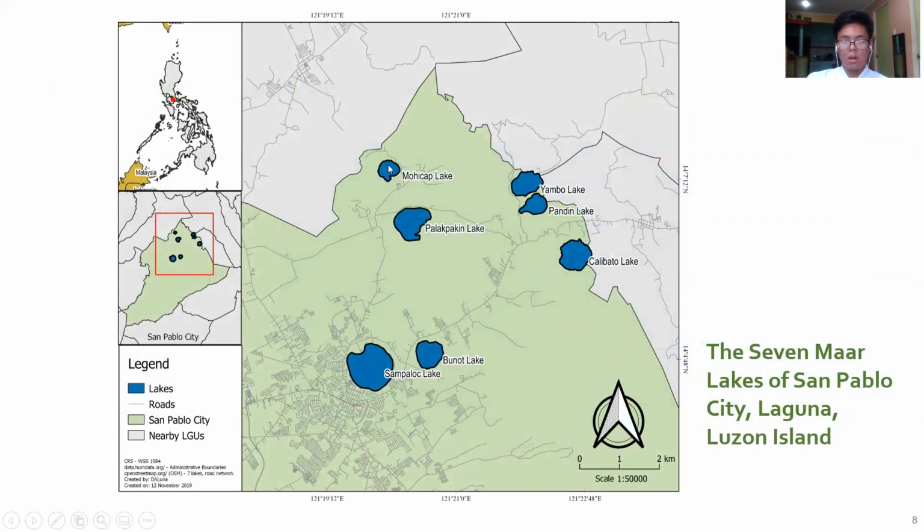So these 7 lakes are Mohicap, Yambo, Pandin, Calibato, Palakpakin, Bunot, and Sampaloc. And the main thing about these lakes is that they highly operate on aquaculture ever since its first introduction in Bunot Lake, which was passed on eventually to the other lakes for the commercial production of fish, such as tilapia. Secondly, they also operate on ecotourism as observed in Yambo, Pandin, and Sampaloc lakes. And lastly, domestic activities, since there are settlements found nearby each lake where these people reside in.